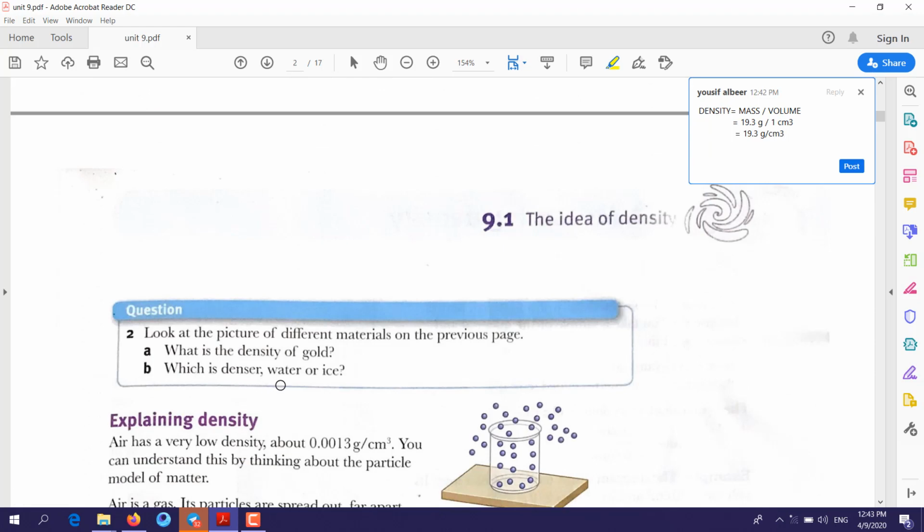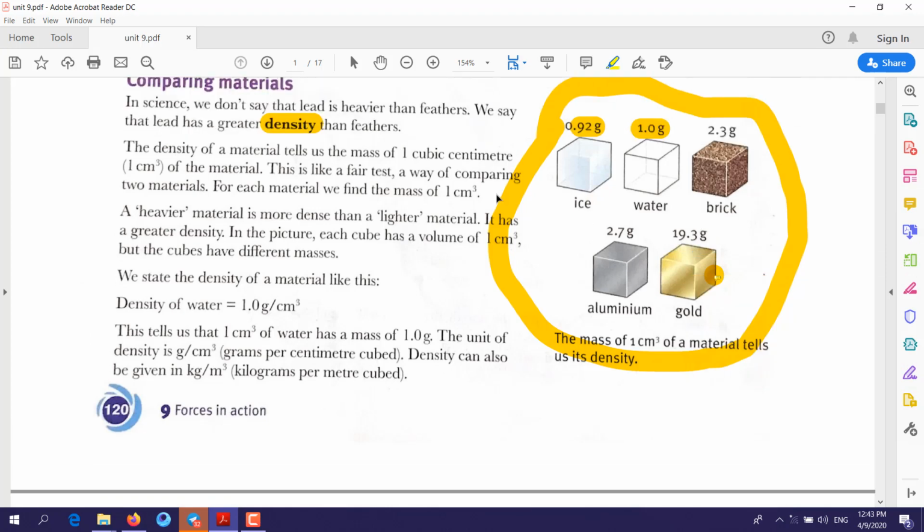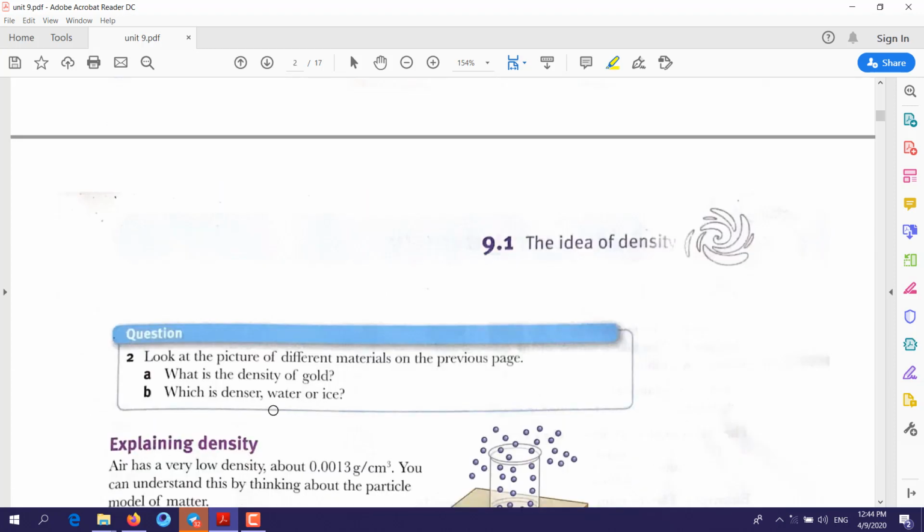B, which is denser, water or ice? If you solve them, you will see the density of water, as shown here, is 1 gram per cubic centimeter, and for ice it is 0.92 grams per cubic centimeter. If you compare these two numbers, which number is larger? This one. So you will say water is denser than ice.